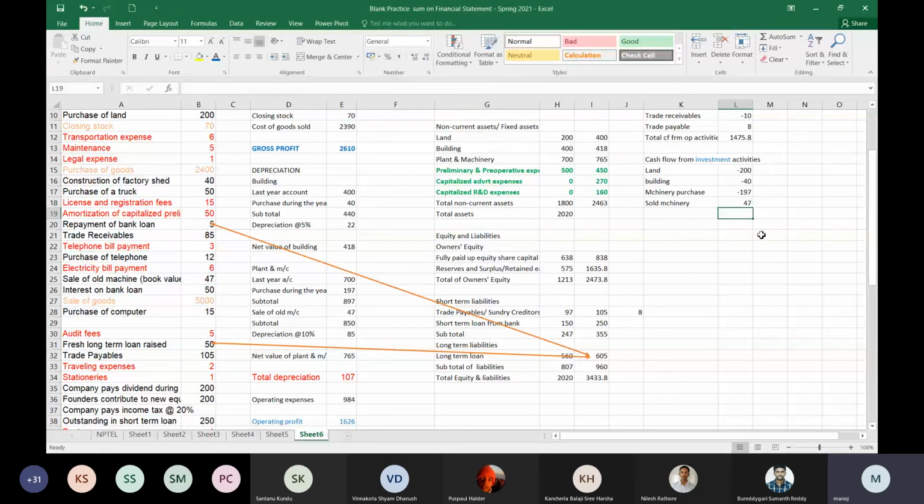Okay. Now the subtotal or total cash flow from investment activity. Sorry, this is investment activity. It is equal to just a sum total and that is the one. Then cash flow from financing activity.